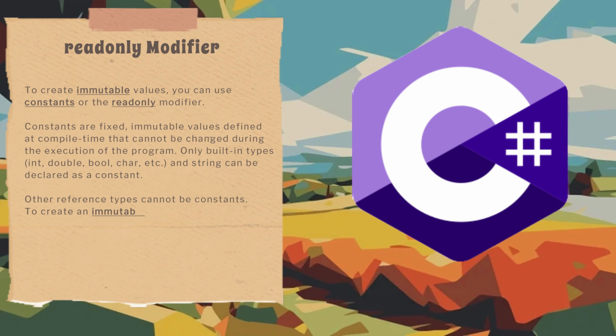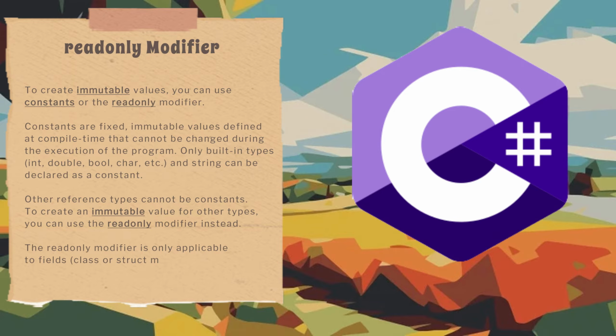To create an immutable value for other types, you can use the read-only modifier instead. The read-only modifier is only applicable to fields, class or struct members, not local variables.